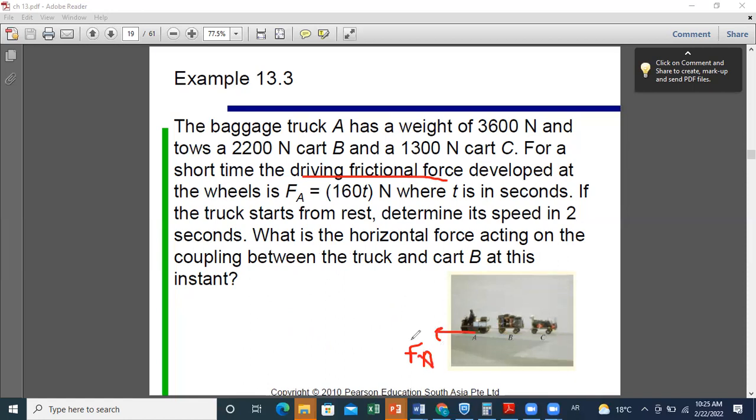Now, they want me to find the speed in 2 seconds for my system. And also, they want me to calculate the coupling forces between A and B. So what is the force acting here between A and B? Now, how to think in such a problem? The first step in such a problem is to draw the free body diagram showing all forces acting on my system.